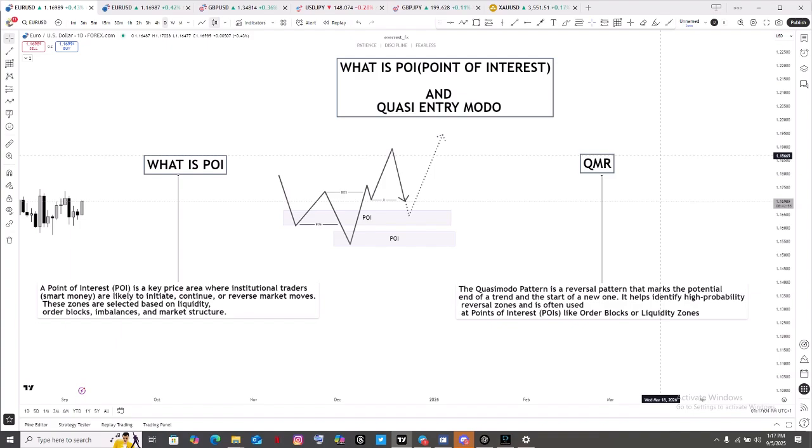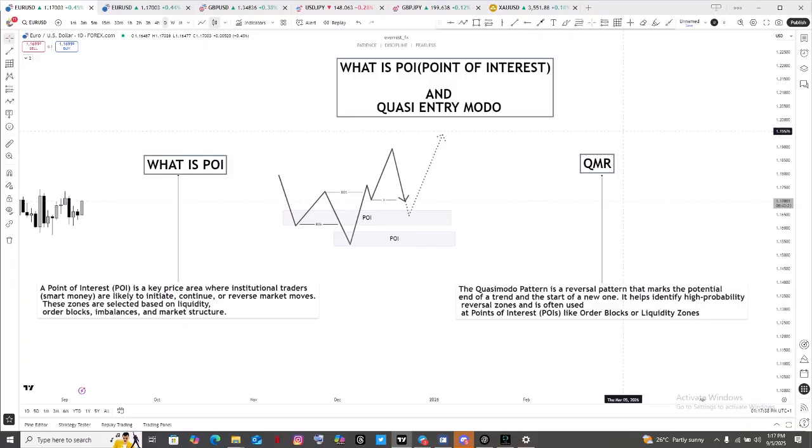depending on your strategy. So a point of interest is a key price area where institutional traders, smart money traders are likely to initiate a move, that's to continue or reverse the market. These zones are selected based on liquidity, order block, imbalance, market structure. So your POI could be order block, your POI could be fair value gap.